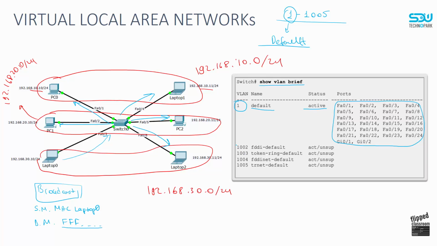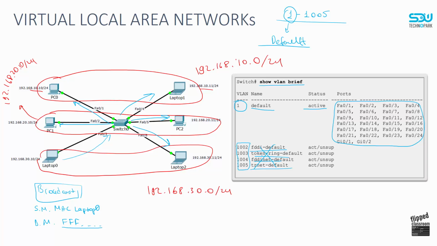Well, we have other VLANs starting from 1002 till 1005. They are also default VLANs, but they are used for different types of protocols or standards like FDDI, token ring, FDDI default, and TRNet default. So we don't care about the names of these default VLANs, but we have to know that by default on Cisco Catalyst switches, we have 5 VLANs which are generated by default, and which are not editable. You cannot delete them and you cannot rename them.